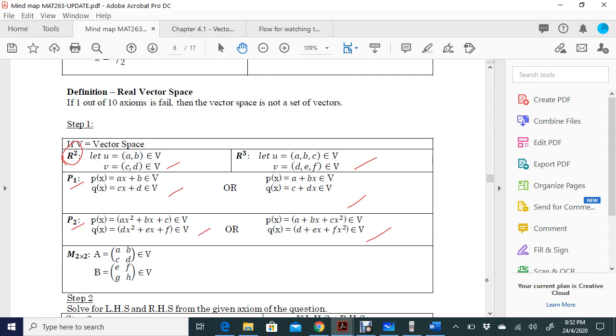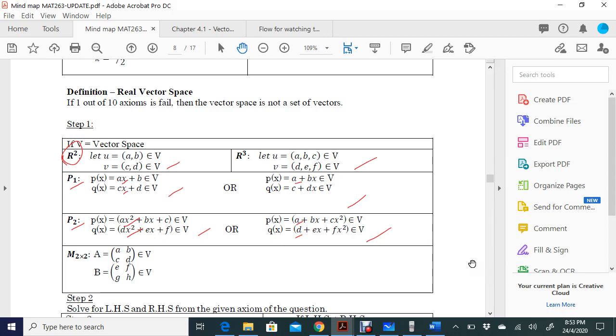Okay, so why did I put "or"? Because sometimes you follow the pattern of the questions given. If the question starts with x squared, you will start with x squared. If the question starts with constant first, you will start with constant. Same thing with P1. If the pattern of the linear starts with x first, you start with x. If the pattern starts with constant first, you start with constant first.